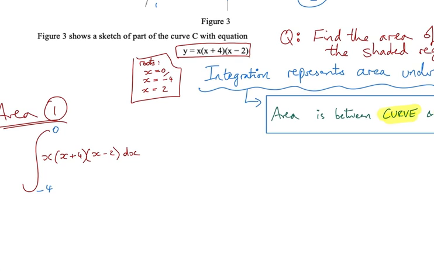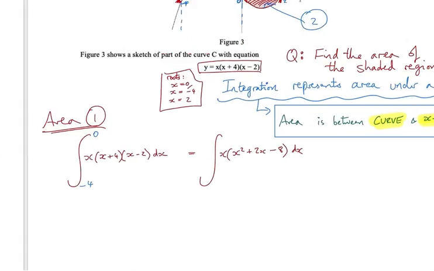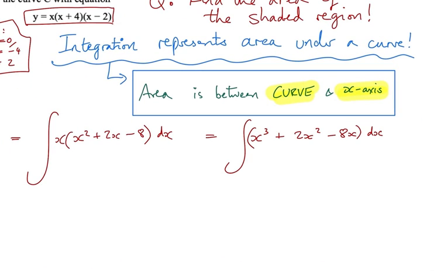Okay, let's crack on. So firstly, I need to expand this thing, don't I? So this becomes x times x squared plus 2x minus 8 dx. And this equals, just expanding again, x cubed plus 2x squared minus 8x, all with respect to x.